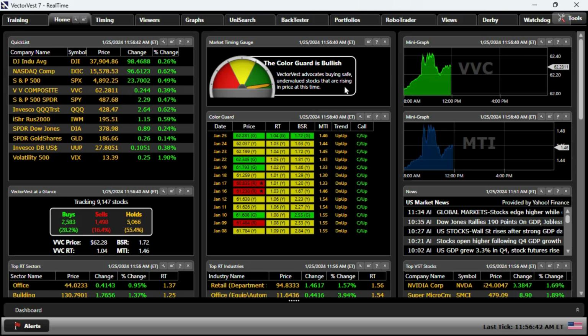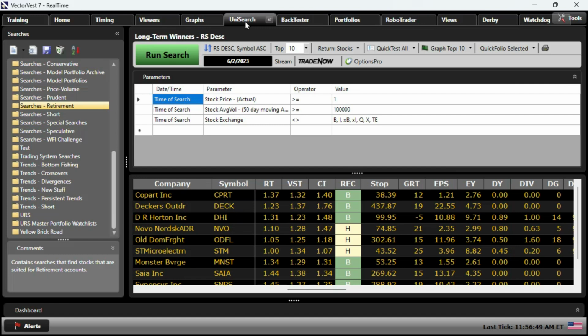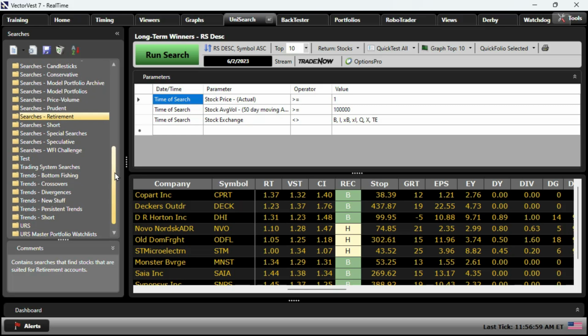Okay, from here, I'm going to go up to the main toolbar, and I'm going to start in the Unis tab. And how do we find these stocks in the VectorVest program? Well, when I click on the Unis tab, it's going to take me into my search directory, and I'm going to focus on just a handful of searches here and give you an idea of how they performed recently. Just to show you how to find them in the VectorVest program. Now that you know how we analyze them, how do we find them?